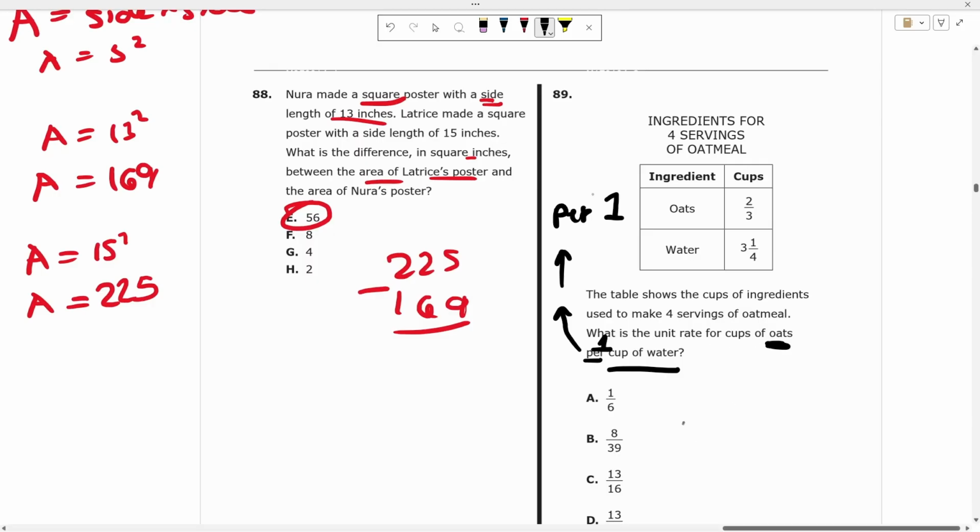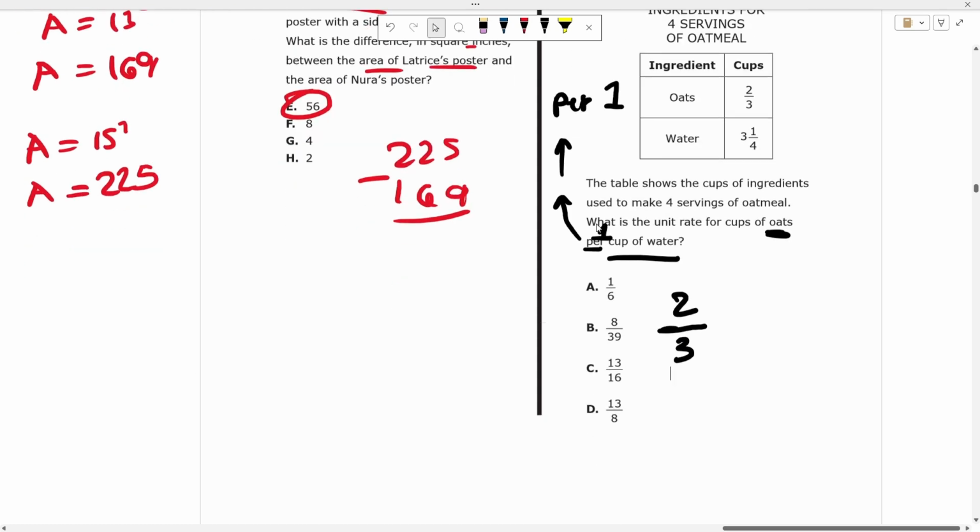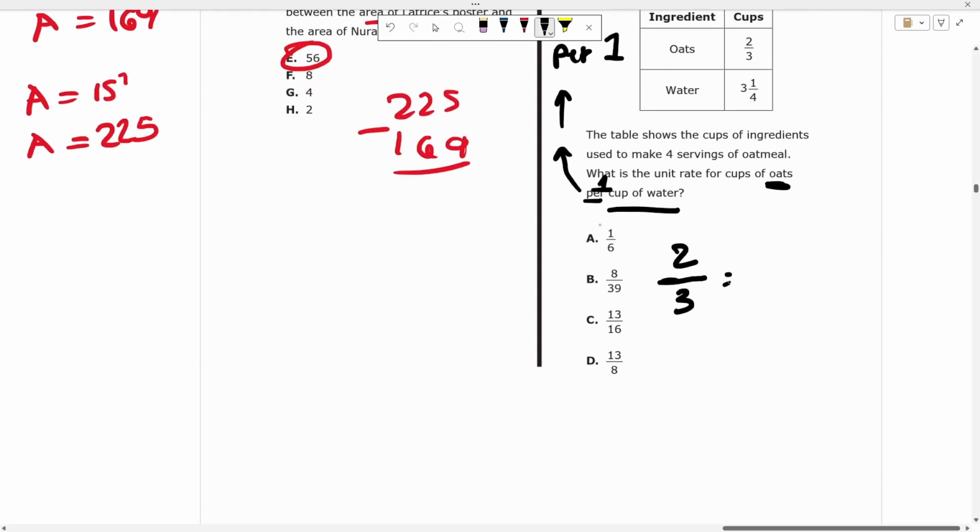Well, let's look at this ratio. So far, I need 2 over 3 cups of oats for every 3 1/4 cups of water. But how many cups of oats am I going to need for just 1 cup of water? Well, let's do the same thing we did in that case. Let's convert this ratio into another.